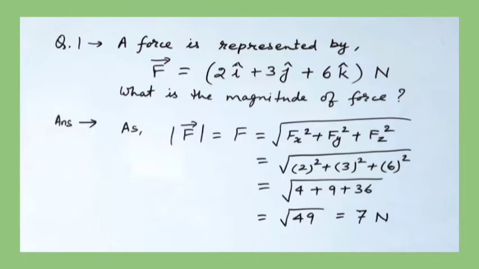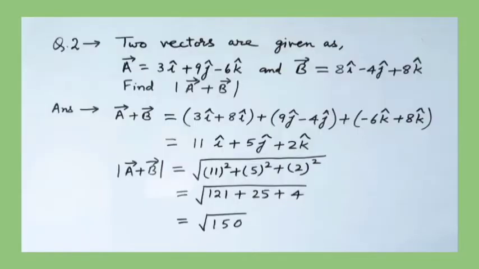Let us do some more problems. Next question is, two vectors are given as vector A is equal to 3i plus 9j minus 6k, and vector B is equal to 8i minus 4j plus 8k. Find the magnitude of vector A plus vector B.